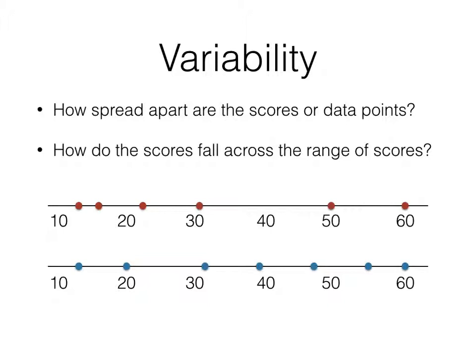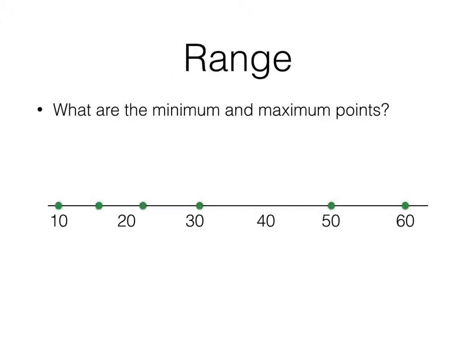When we're talking about variability, we are talking about how the scores are organized across the range. Look at the first number line with the red data points. There's a great deal of variability in where those points fall. Now look at the second number line with the blue dots. Those are very evenly dispersed across the range. All of this is part of describing the variability in a set of data points or a data set.